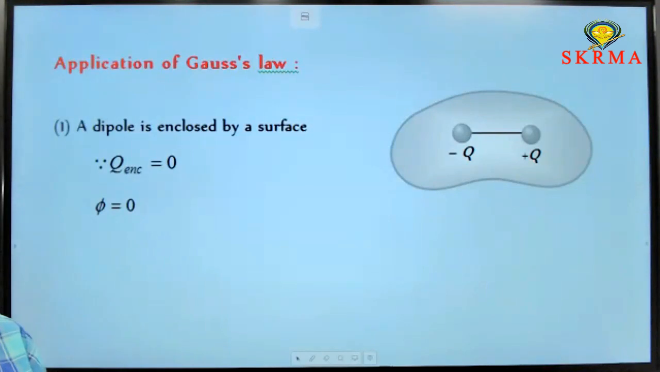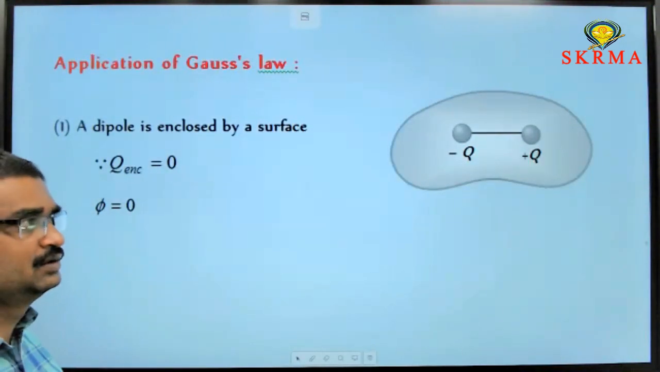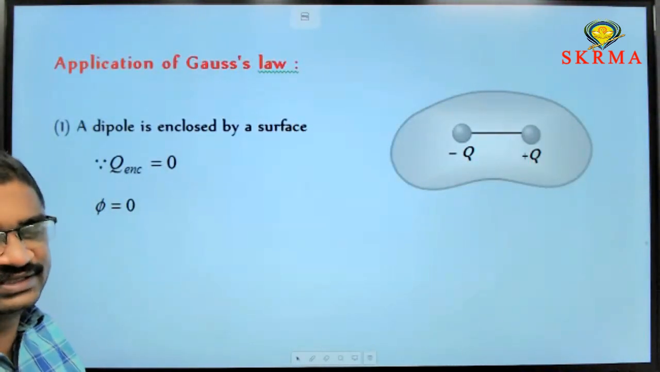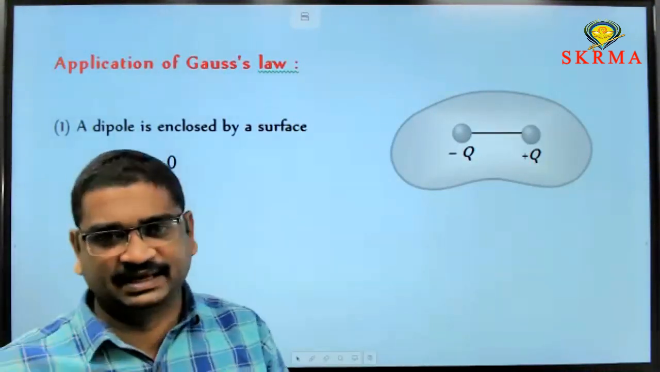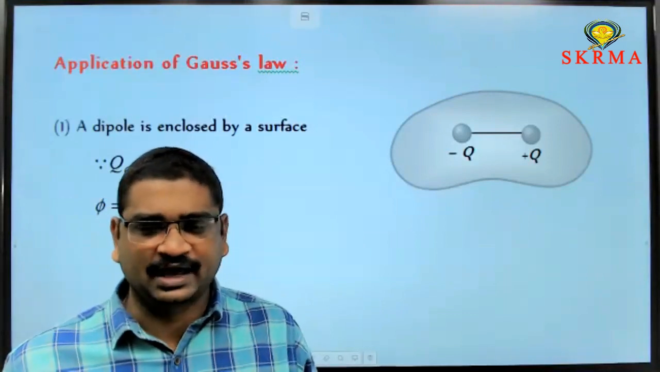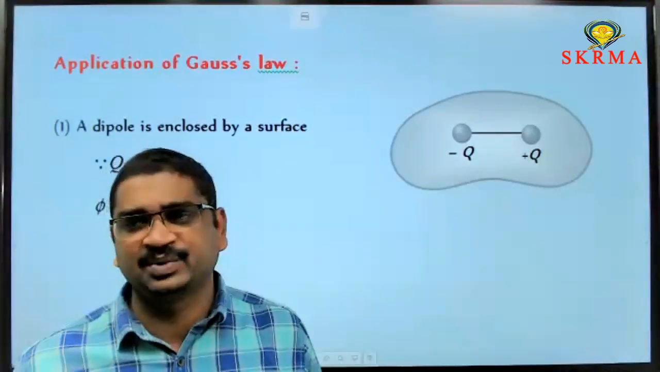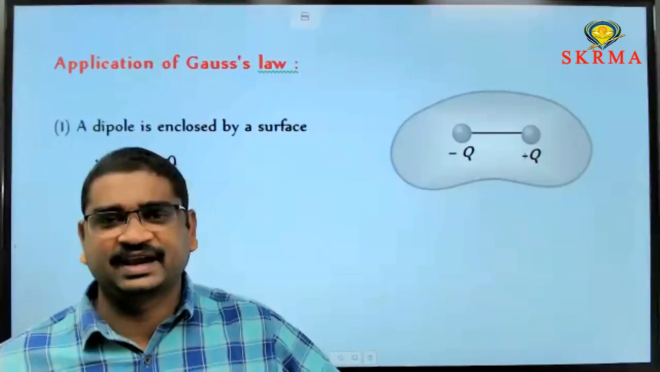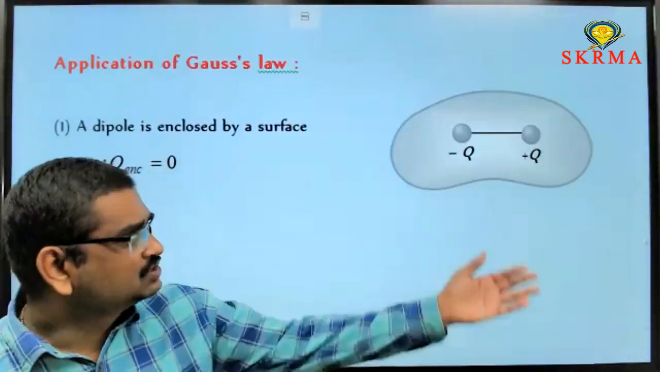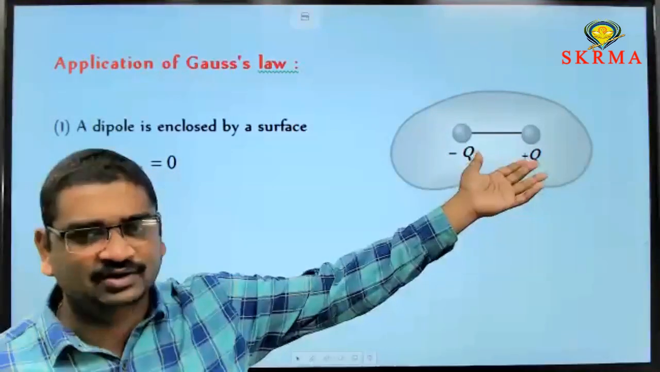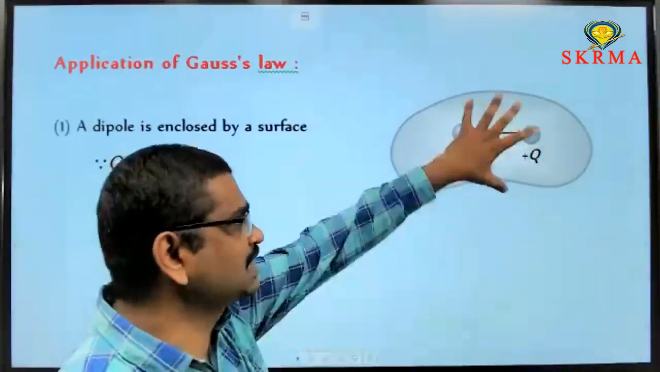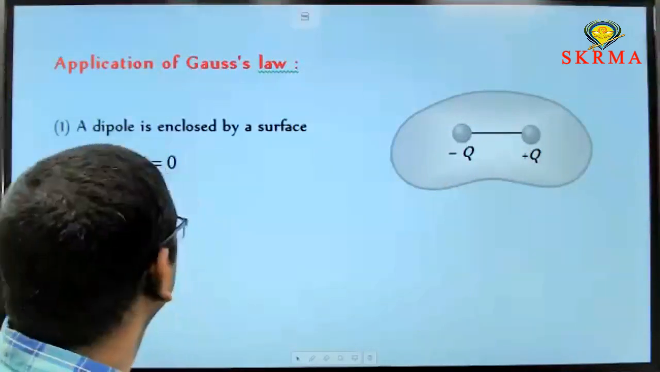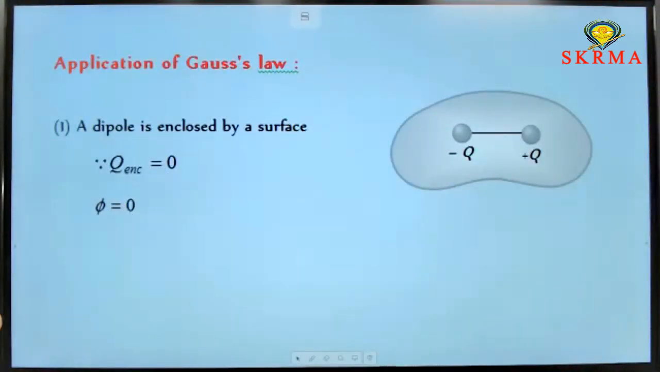What is meant by dipole? So what is meant by dipole? Dipole means two equal and opposite charges separated by some finite distance. That is the dipole. So here is the dipole that the surface encloses. Now this surface is called Gaussian surface. Now, according to Gauss law, what is the basic statement?